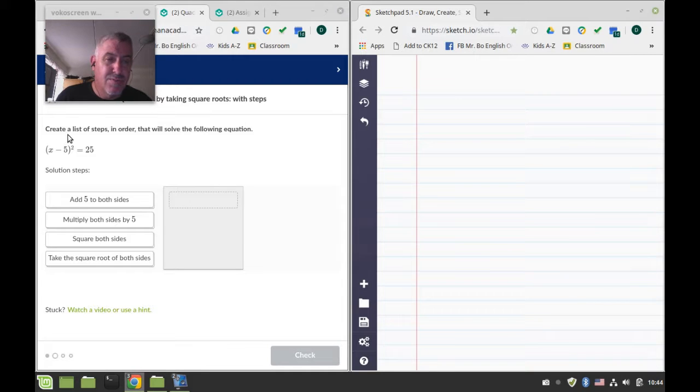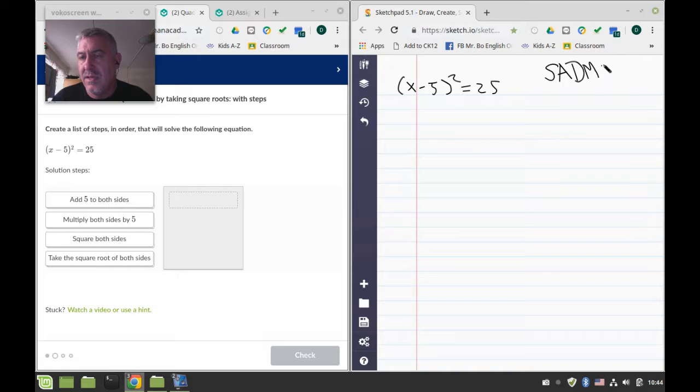Let's look at the next one. Create a list of steps in order that will solve the following equation. So let's write it down: (x minus 5) squared equals 25. And I'm going to write down my inverse order of operations. And my step number 1, let's start with subtract and add, but I don't really have anything to subtract or add here. Go on to divide, multiply.